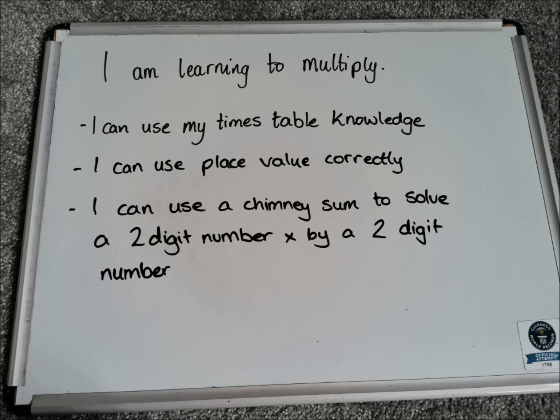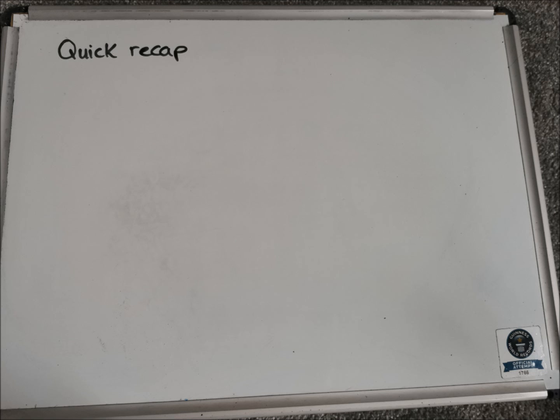And by the end of today we will have used a chimney sum, sometimes called a vertical sum or a tower sum, to solve a two-digit number by a two-digit number. We will also have a wee challenge at the end and have a look at multiplying a three-digit number by a two-digit number. So let's have a quick recap first of all.